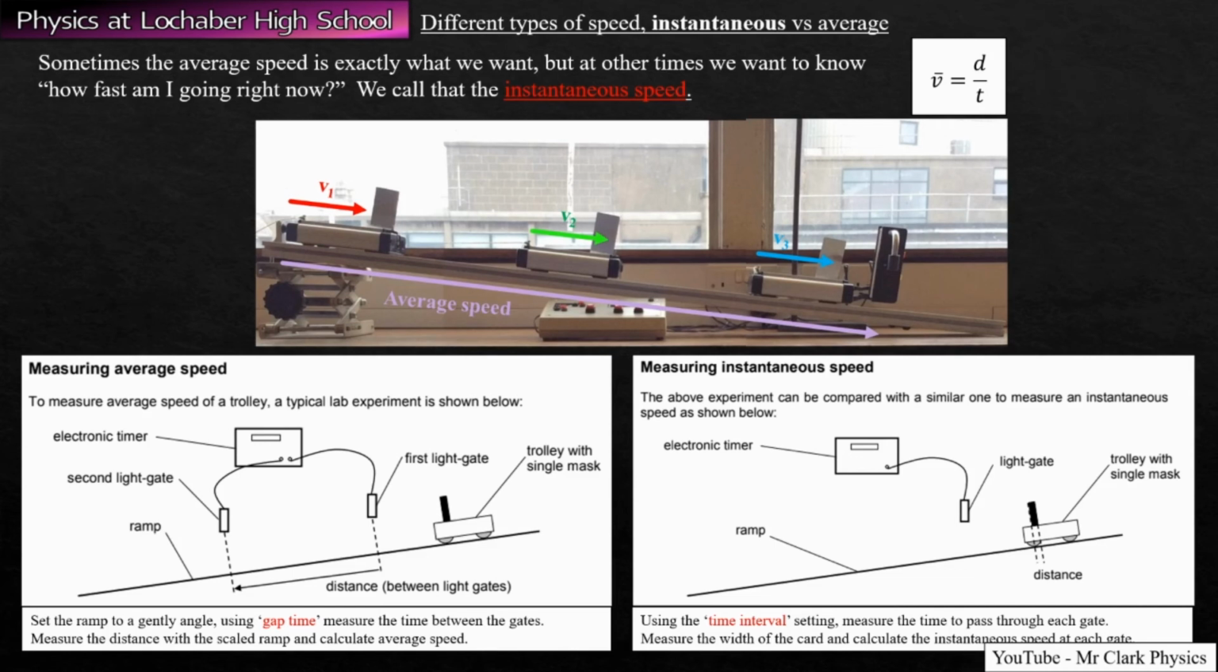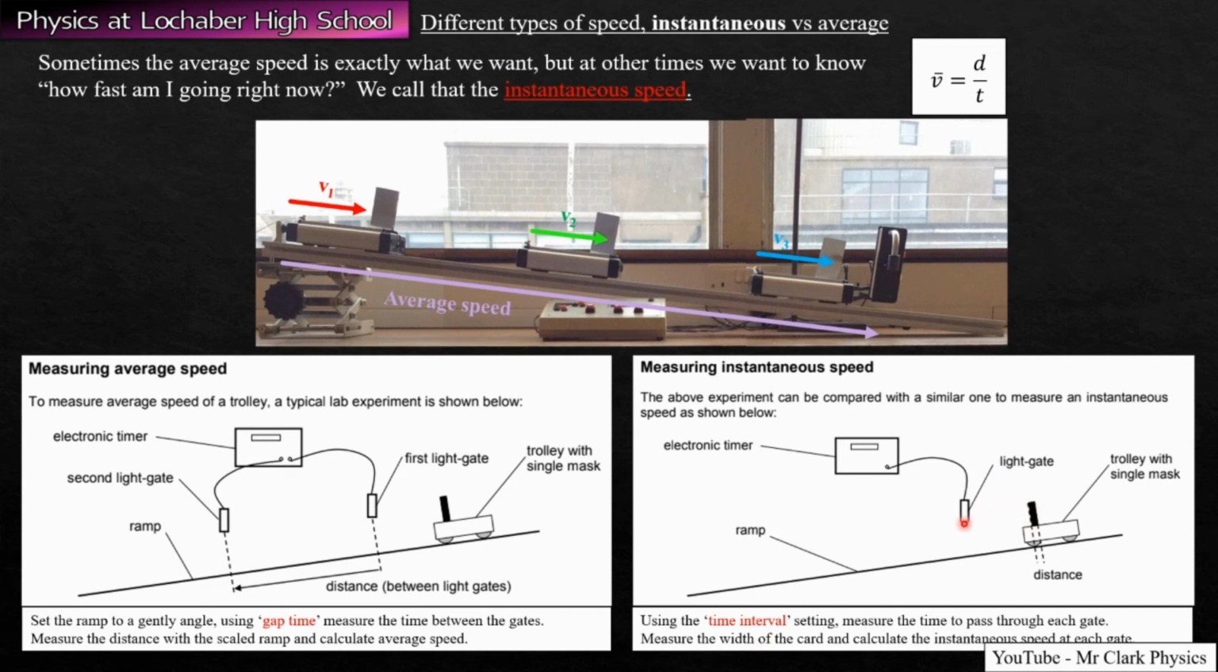The second type is to look at the instantaneous speed. It could be near the start, the middle, or the end. In some experiments, we actually measure 2 instantaneous speeds. We have 2 light gates that each work separately with the timing box. But to measure one speed, you only need 1 light gate. And the setting we use is called time interval. That's basically saying, measure how long this mask blocks my light gate for.